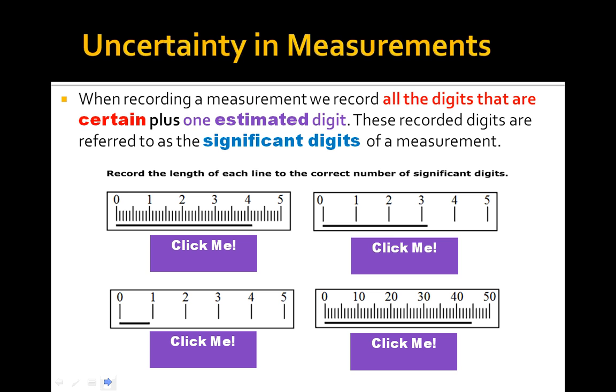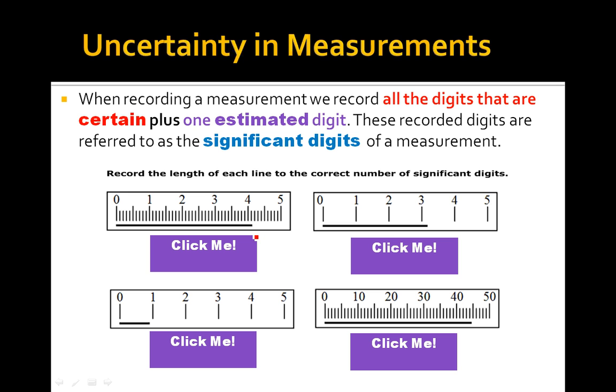So let's practice a little bit. Remember, for each of these, what we want to do is record all the digits that we know for certain plus an estimate. So what I'd like you to do is pause the video and estimate and record the certain digits plus the estimated digit for each of these.